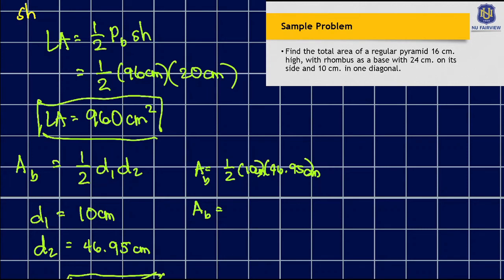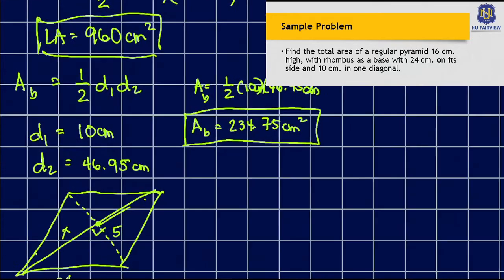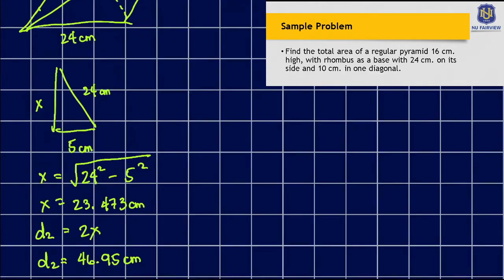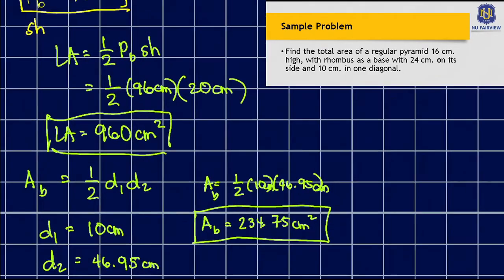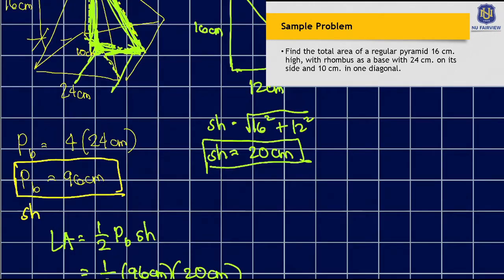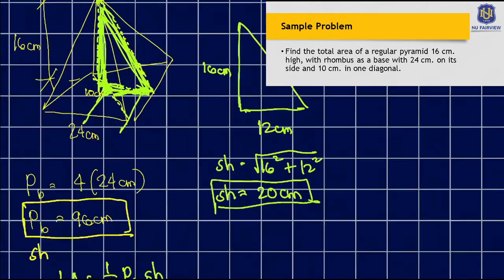Okay, so the answer is 234.75 square centimeter. Okay. So, now that you have the area, pwede na natin makuha yung total area niya. So, paano nga kunin ang total area? Nasaan yung formula natin, ang total area? So, yun.